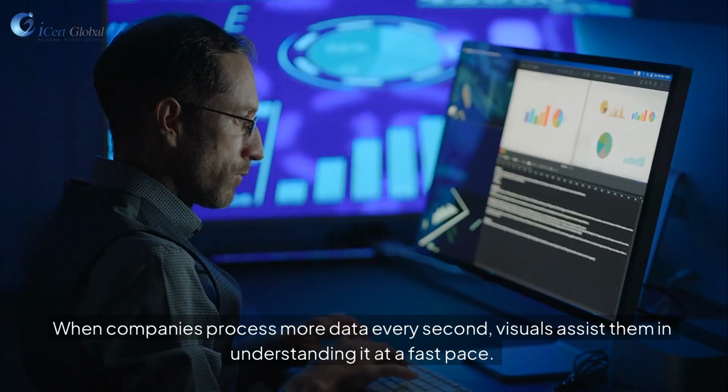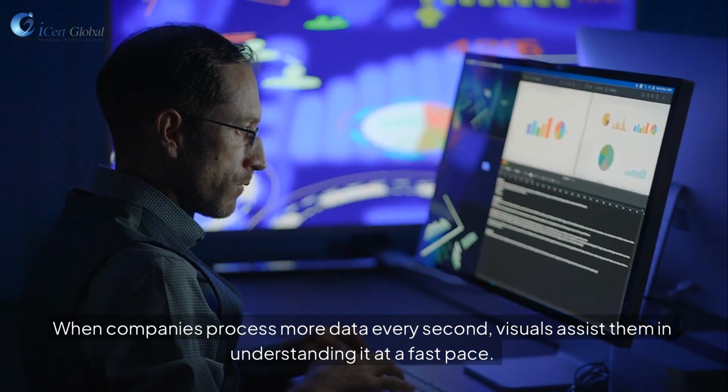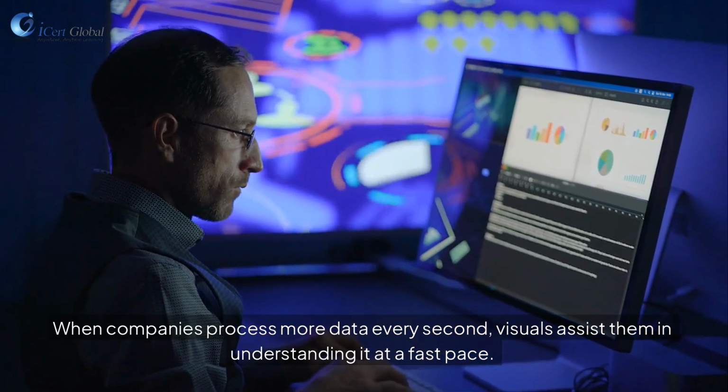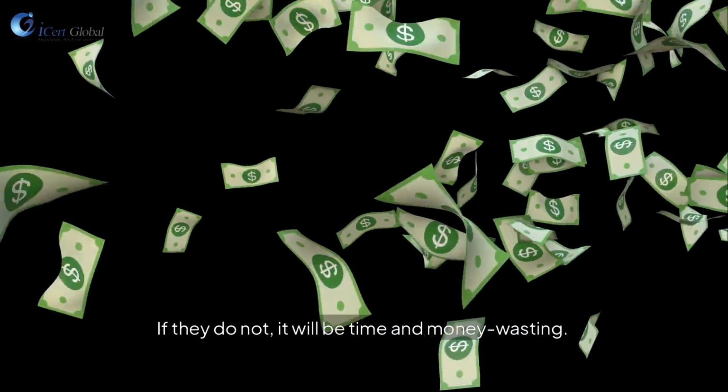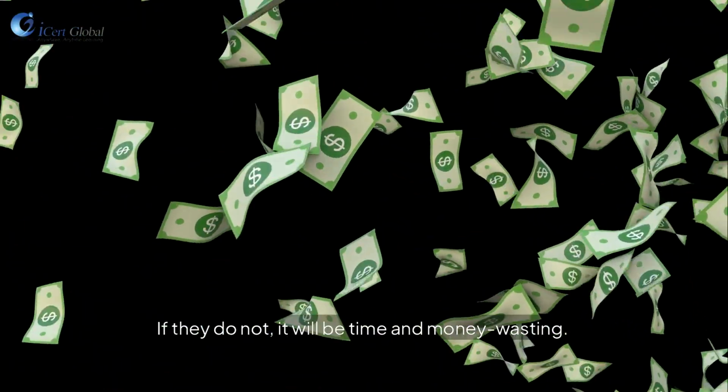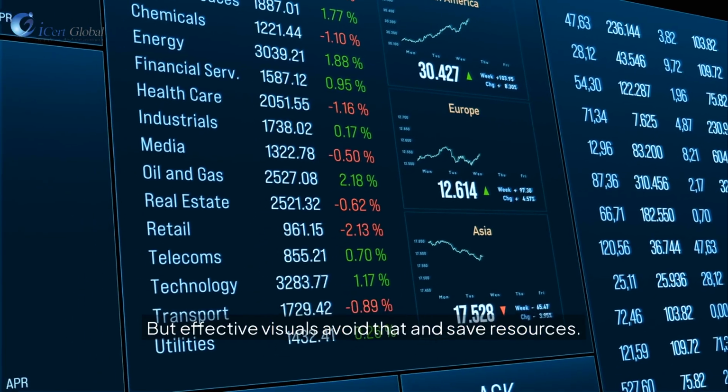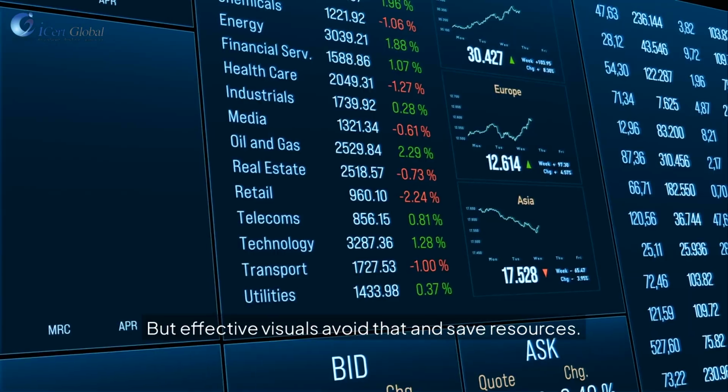When companies process more data every second, visuals assist them in understanding it at a fast pace. If they do not, it will be time and money wasting. But effective visuals avoid that and save resources.